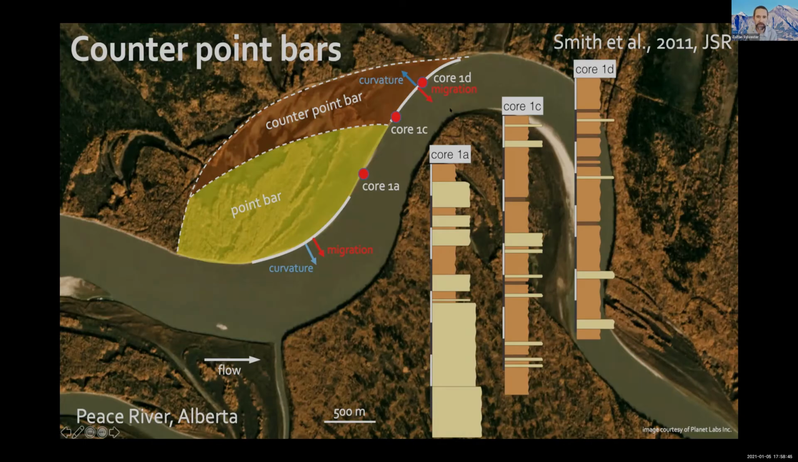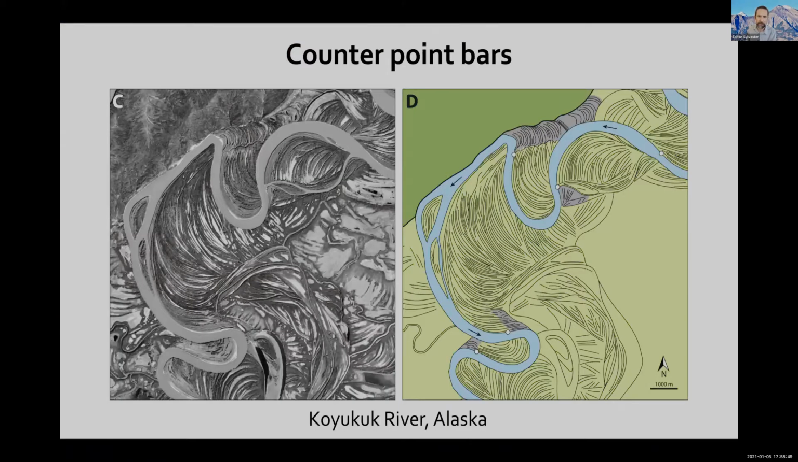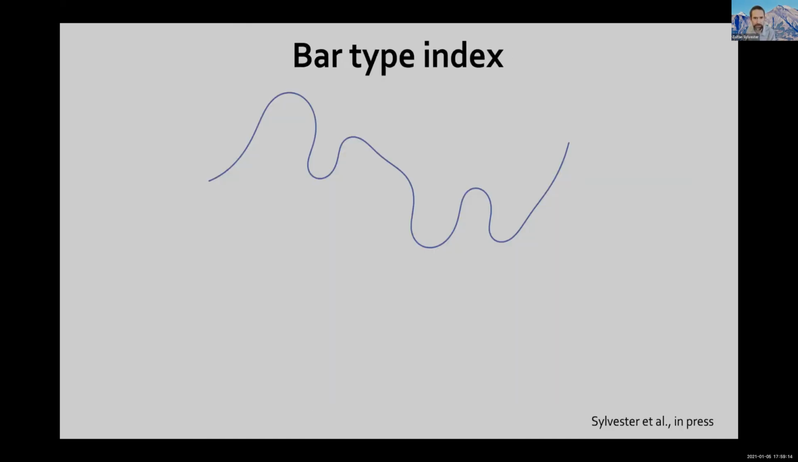So we can use that to try to quantify the point bar to counterpoint bar spectrum. And here's an example from the Koyukuk River, where we have a strong resistant bank on this side. And you can see the typical conventional counterpoint bar where this bend is forced to migrate downstream like a lot. However, there are also other spots here which are unrelated to any erosion resistant banks. And those are the ones that we are really interested in.